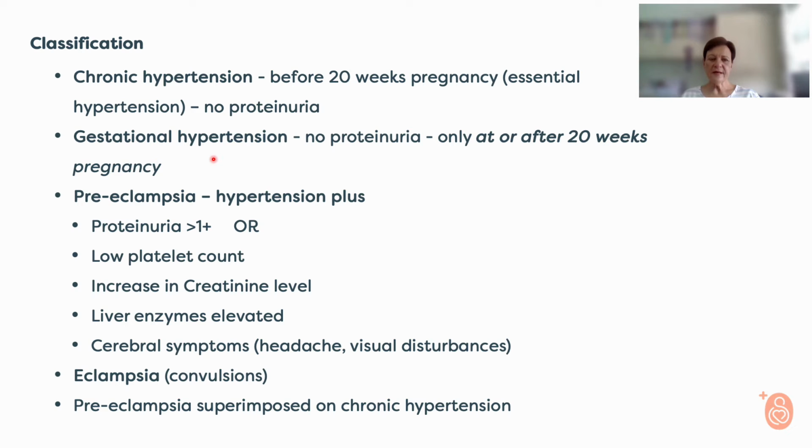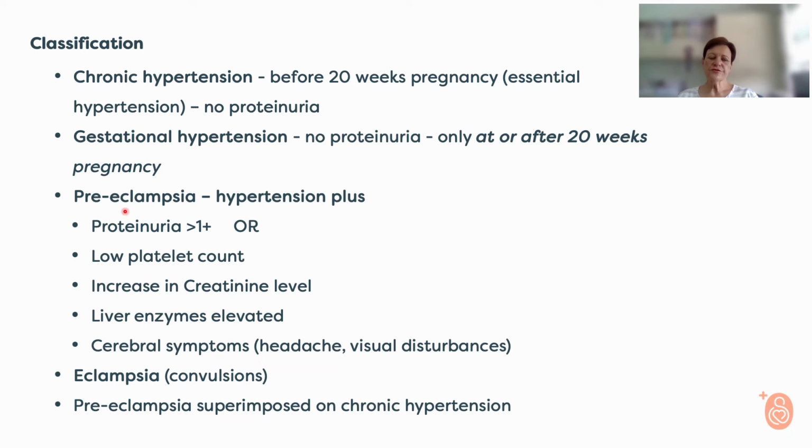Then, if the mother is hypertensive after 20 weeks of pregnancy and there's still no proteinuria, we call it gestational hypertension or pregnancy-induced hypertension. The correct latest terminology is to talk about gestational hypertension. This is hypertension that's usually between 20 weeks of pregnancy and after the birth of the baby, and the blood pressure usually goes back to normal after the birth of the baby.